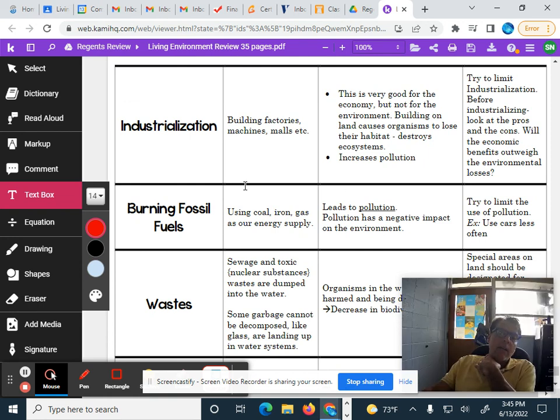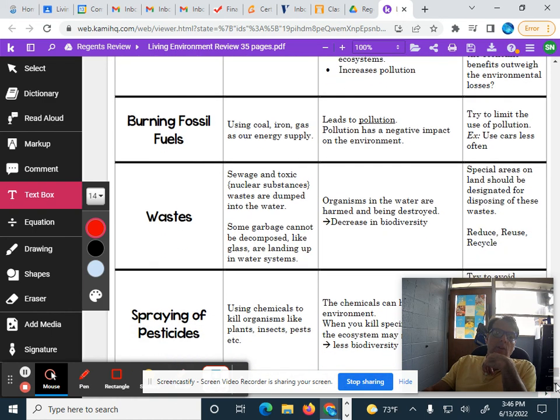Industrialization is good for the economy, but creates a lot of pollution and takes away environments. Burning of fossil fuels leads to pollution, leading to global warming. There are ways you can combat that, not by eliminating it, but you can use public transportation. You can try to reduce your energy usage.